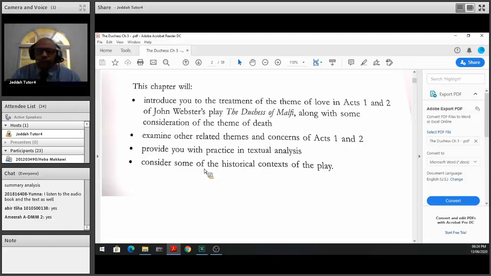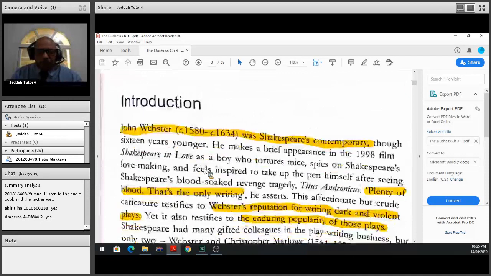And then we're going to consider some of the historical contexts of the play. Historical context means the background of the age, what used to happen in the age. And of course, we're not referring to the historical context of the Malfi court. We're referring to the historical context of the Elizabethan and the Jacobean age. The play was written in the Jacobean age, and it addresses Jacobean and English concerns. It is true that the characters' names are foreign, the plot is foreign, but the play is rooted in the events of the Jacobean and the Elizabethan age.